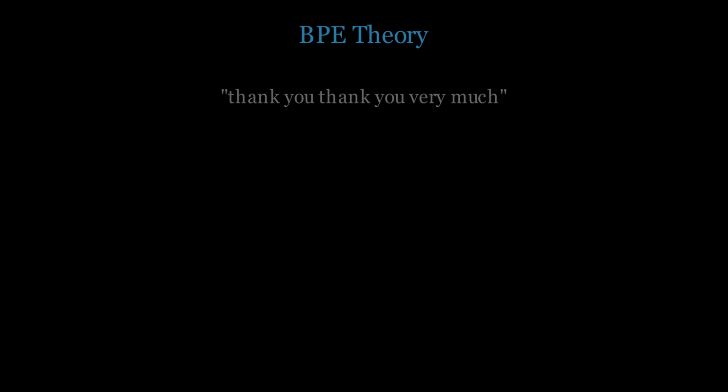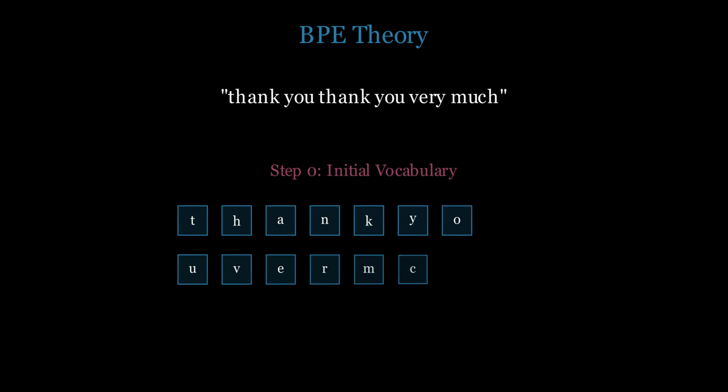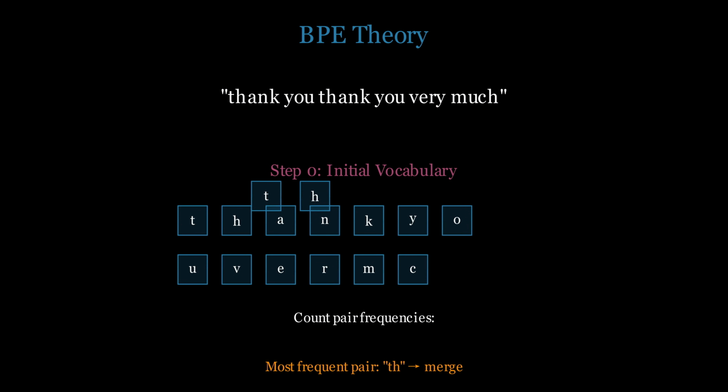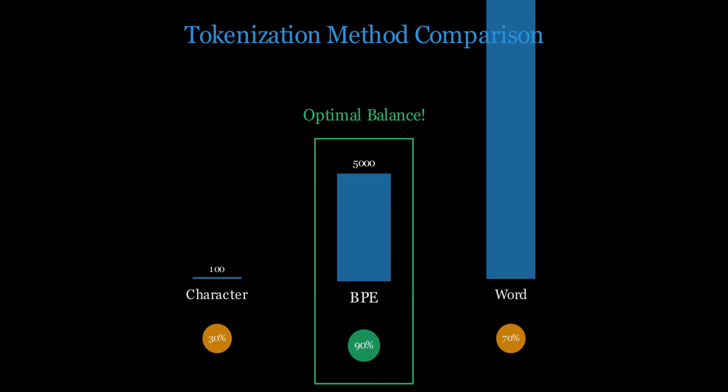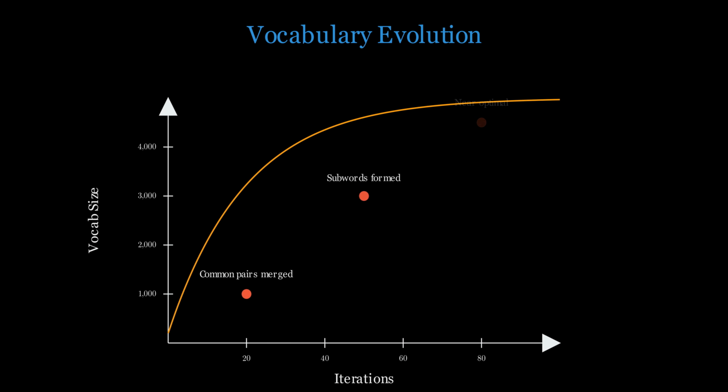Suppose you start with "thank you very much". It merges common token pairs like TH, AN and ING depending on the data frequency. Count all token pairs, merge them into the new token TH. Now the string becomes like this. It can handle unknown words like Quicksilver, as quick plus silver, more efficiently than character level and more generally than word level. Repeat until vocab size 5000 or a threshold is reached.